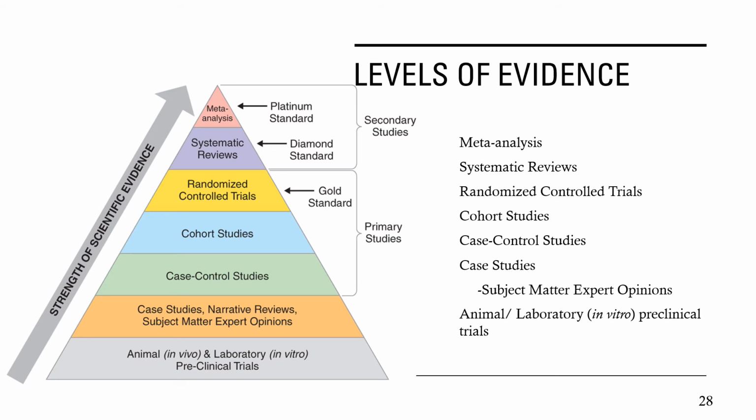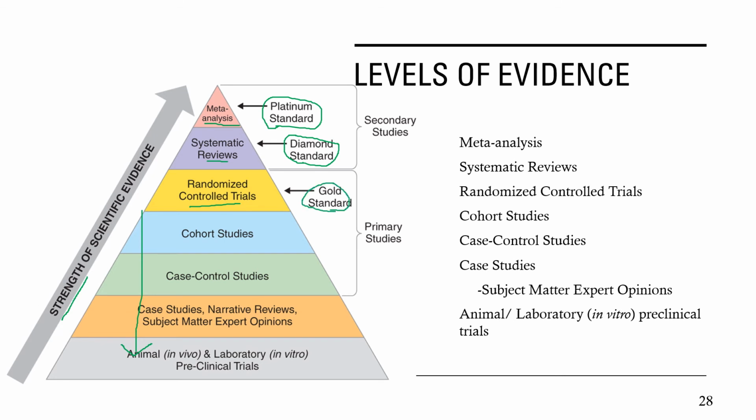As you can see here on the side, the strength of the scientific evidence will go up the more it gets closer to the top of this pyramid, whereas if you were to move down the pyramid, then the strength or the trustworthiness of the information that you're getting actually becomes less so. In this one, you're going to see it again, but the meta-analysis is considered the platinum standard when it comes to levels of evidence.